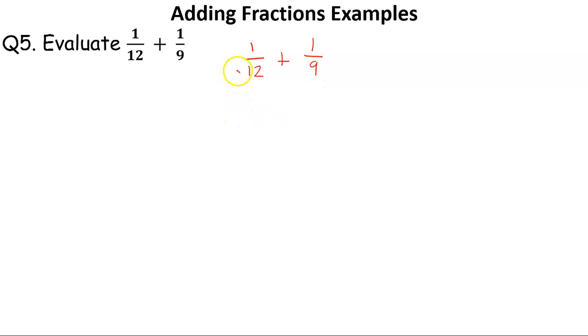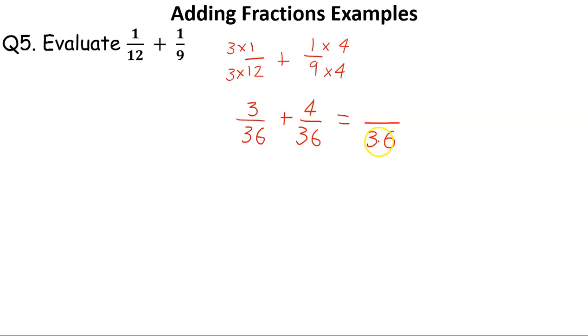So, if I multiply my 12 by 3, I need to multiply my numerator by 3. If I multiply my denominator by 4, it means I need to multiply my numerator by 4. So my newly formed fraction will be 3 over 36 plus 4 over 36. Common denominator, so the denominator for my answer will be 36.